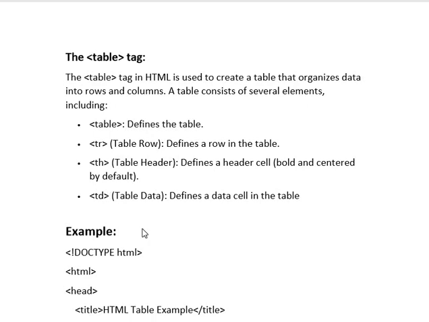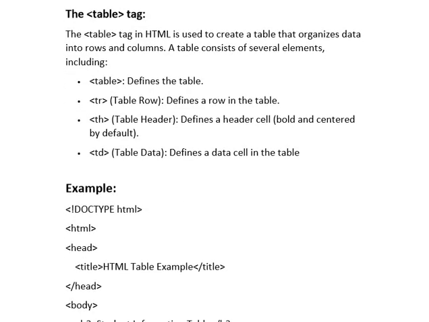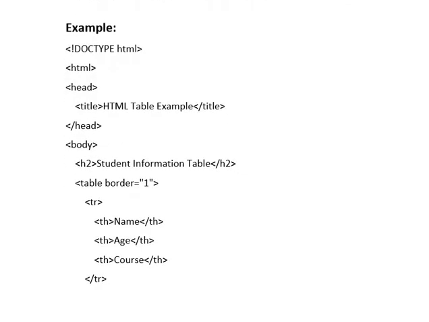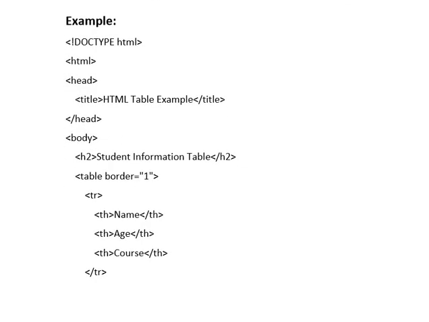Let us see one simple example of how to create a table. This is a simple example of creating a table. In HTML, the first statement we always write is doctype. With this we are declaring the document type.